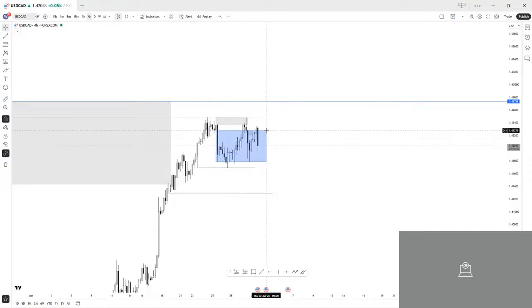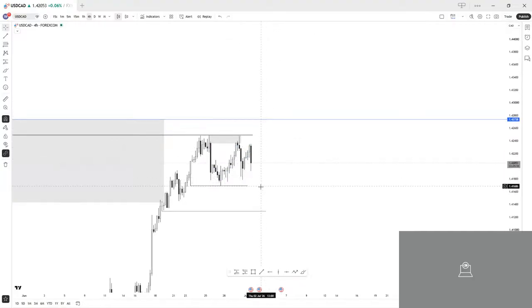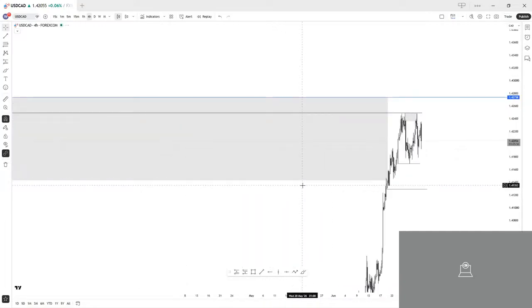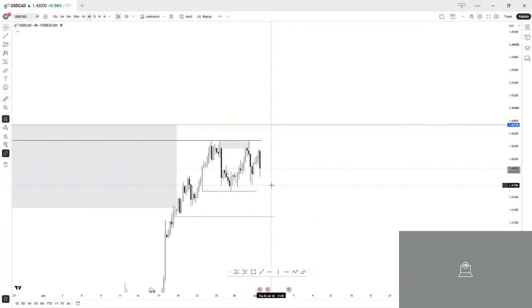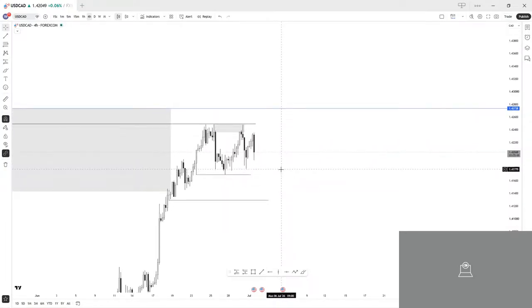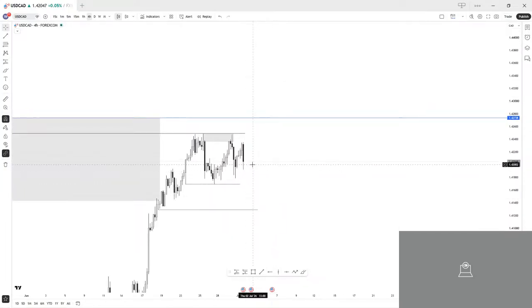USD card. I'm starting to think that maybe being food and price is going to go in the opposite direction, because we are building some highs at this point.